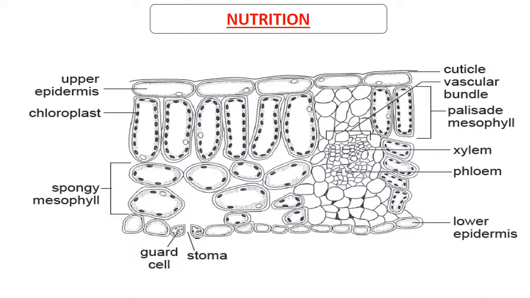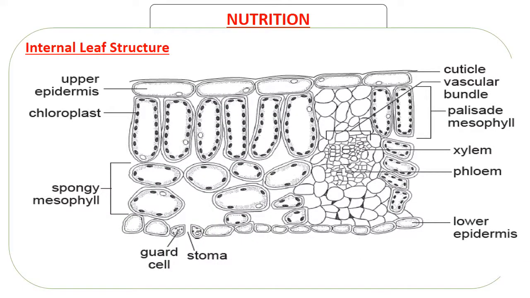Then we're going to take a look at the internal structure of the leaf. So this is the internal part. What we were looking at was the external, but this is now the internal. If you cut the leaf, this is what you're going to see.